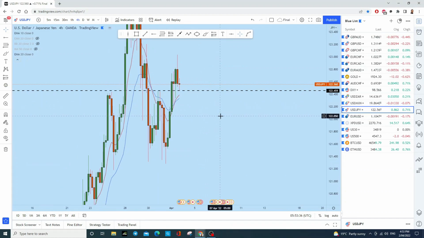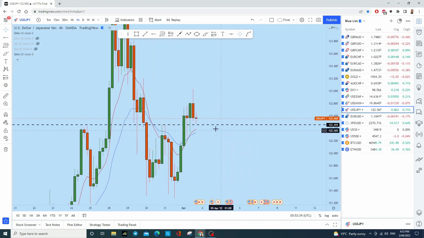So USD/JPY, what is it creating? This is the level that I have drawn.